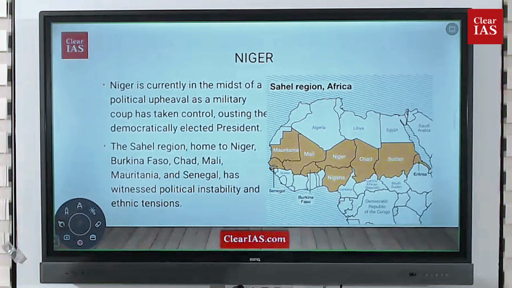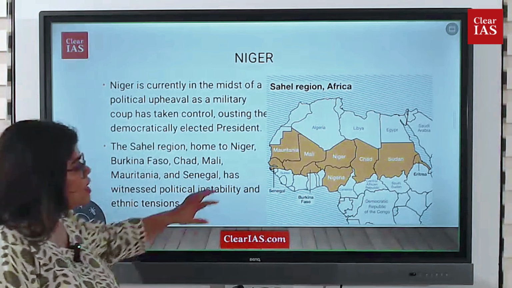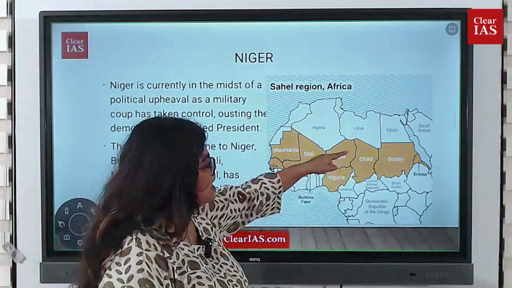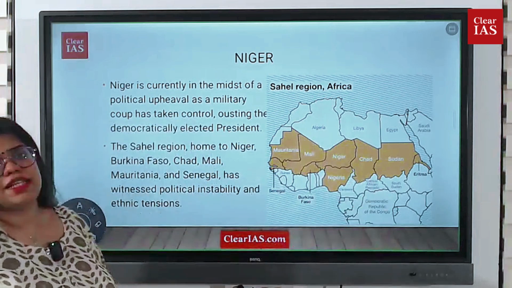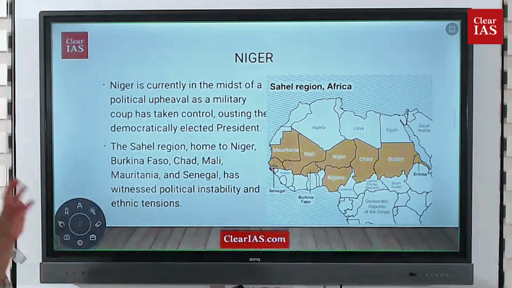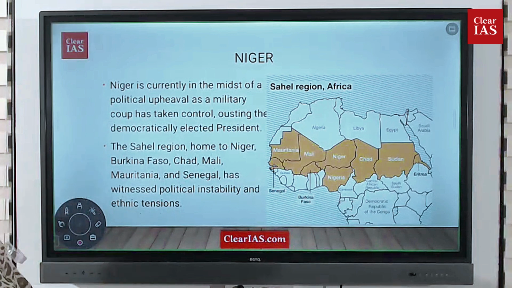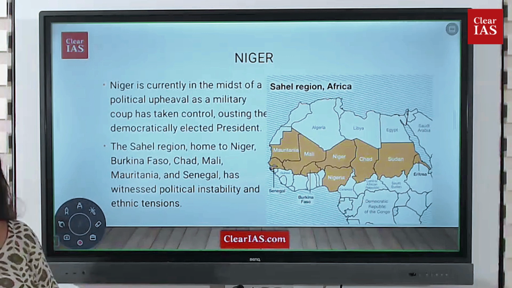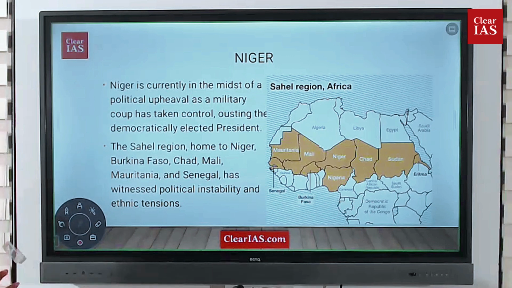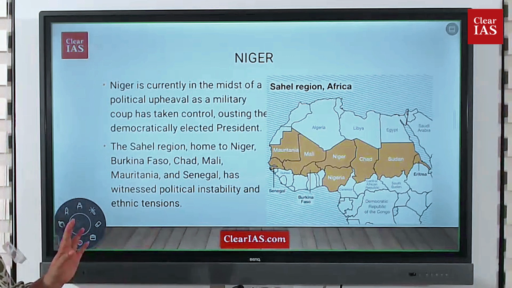And when Niger also lost its democratically elected president, the whole Sahel region, meaning these many countries, Mauritania, Mali, Niger, Nigeria, Chad, Sudan, this entire region is now facing political instability. When an entire region is politically unstable, people will be displaced, people will be fighting, there will be poverty, civil war, many deaths, hunger, everything will be prevalent. At the same time, ethnic conflicts are also happening in the region.